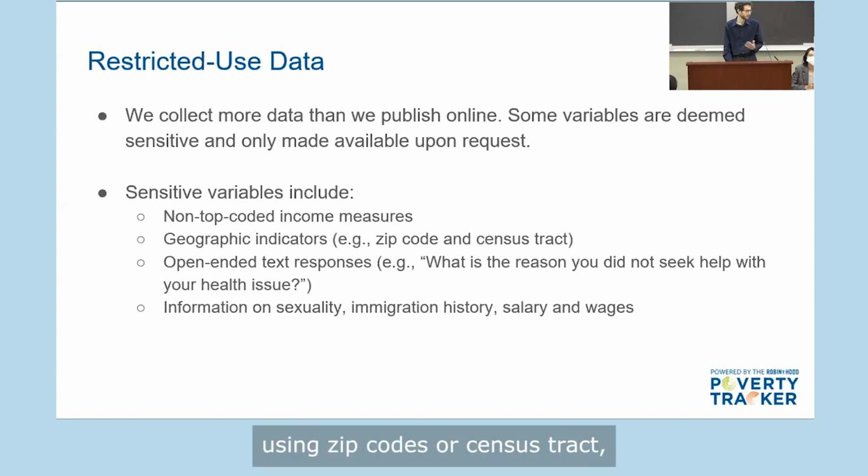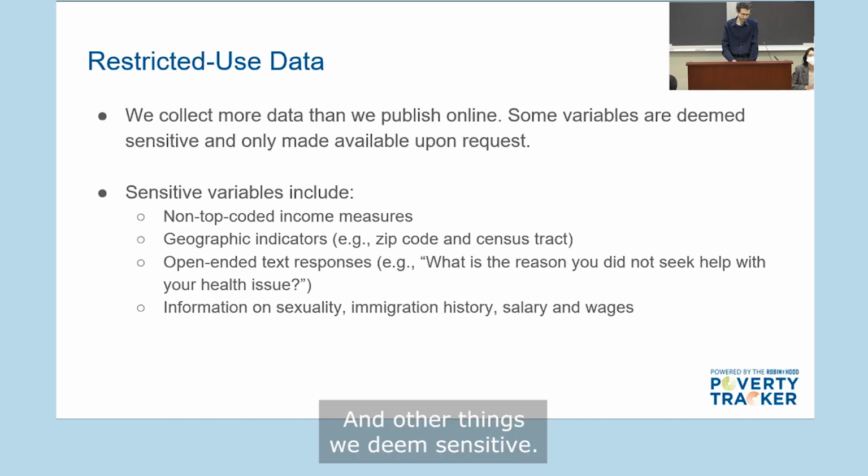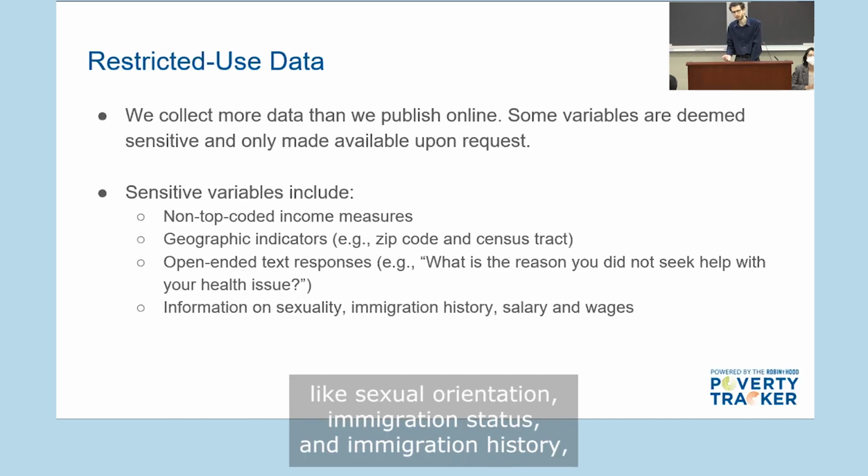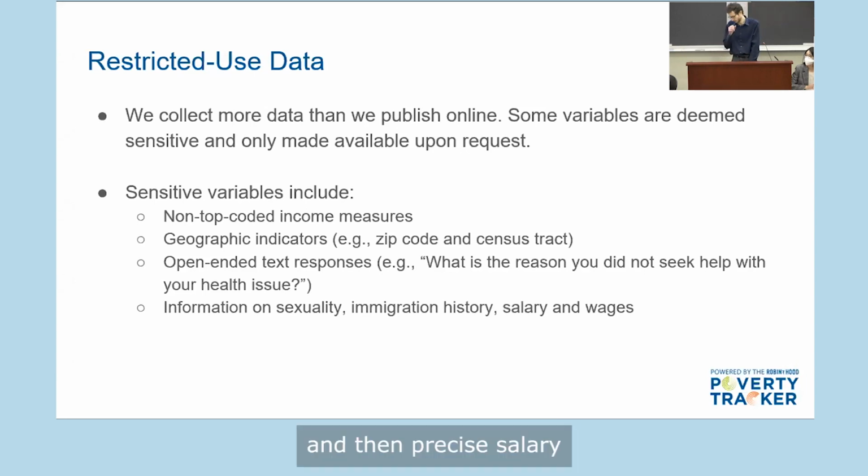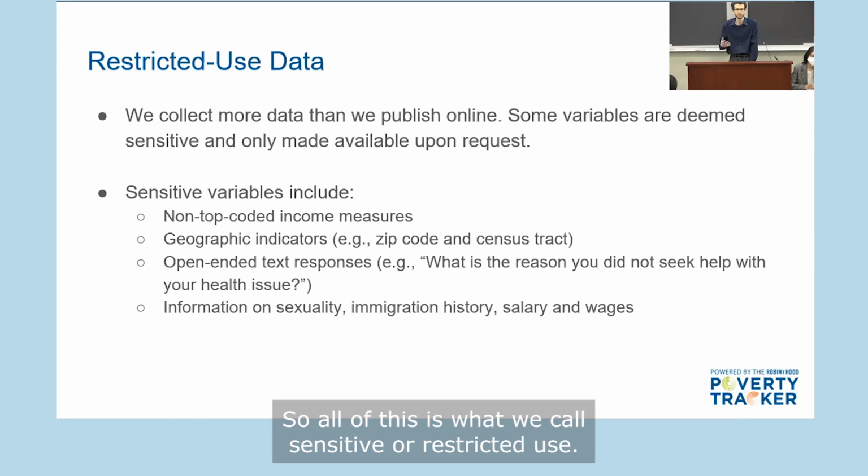Geographic indicators, so like the data that Ethan mentioned, using about zip code or census tract, we don't just publish that online. Things like open-ended text responses, so we ask questions like, did you seek help with X issue? And then we'll ask a follow-up like, why didn't you receive help? And people will enter things, and we don't publish that online because it's just textual data. And then other things that we've deemed sensitive, so like sexual orientation, immigration status, and immigration history, and then precise salary and wage amounts. So all of this is what we would call like sensitive or restricted use.